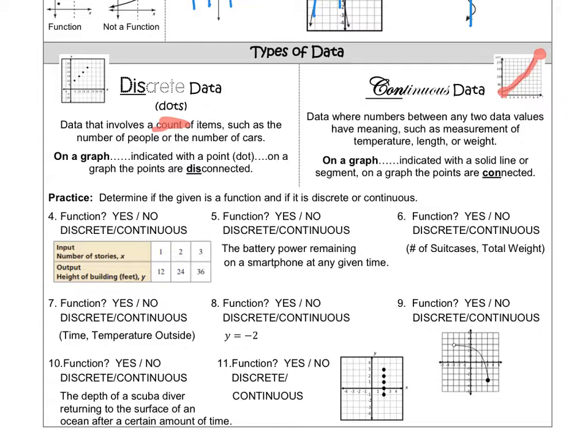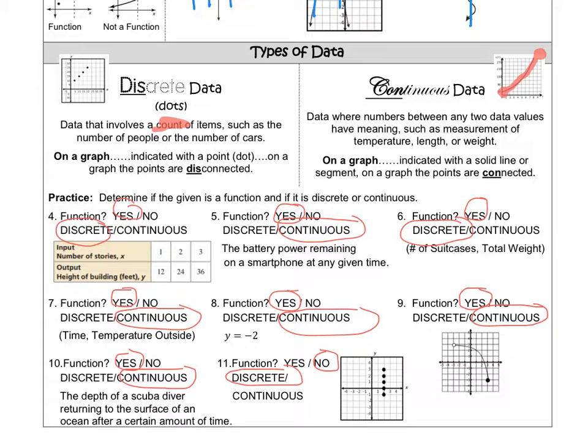So what we're going to do is we want to look at number 4 through 11, and determine, are we dealing with discrete data or continuous data? So what I want you to do is I want you to do all 11 of these on your own. I want you to pause your video and make sure you understand, and then start the video back up and check out the answers and explanation.